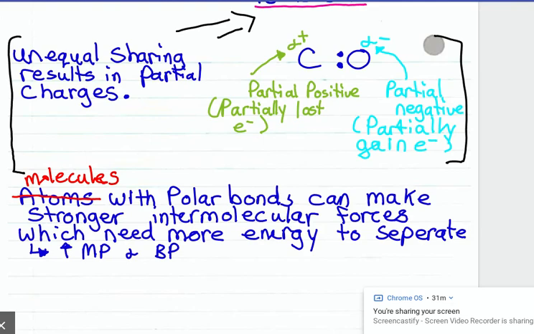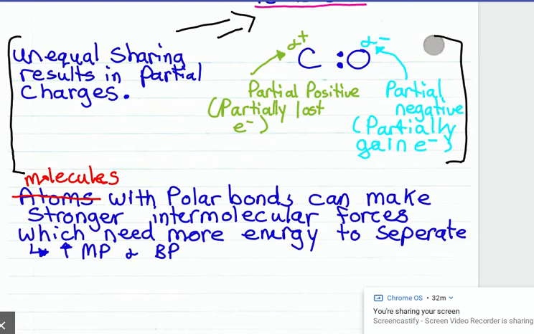So that's why when we compared our properties for ethane and ethanol, there's almost a 100 degree difference in melting and boiling points between the two of them. It comes down to the fact that this oxygen has a much stronger attraction for the electrons and pulls the electrons closer to itself, creating this polar bond. And now that we have this polar bond in our molecule, it can make stronger intermolecular forces.